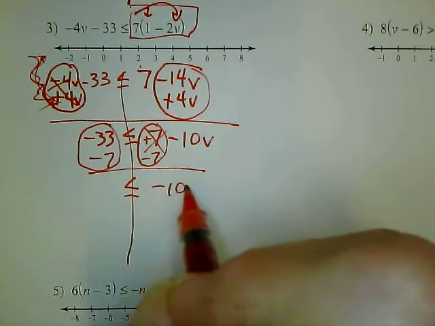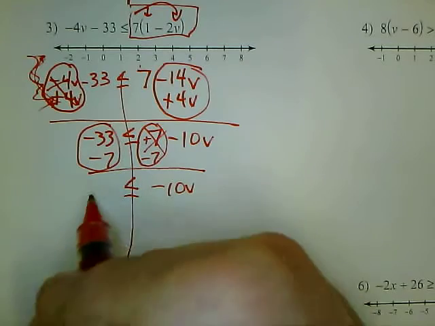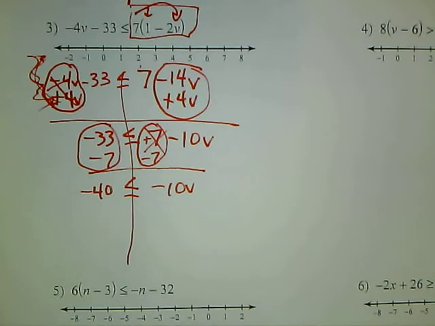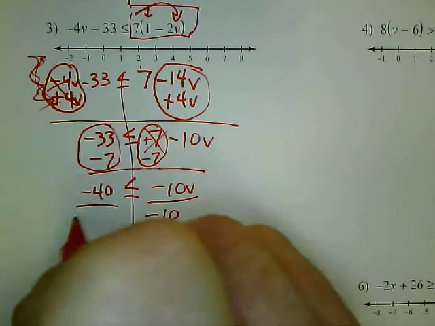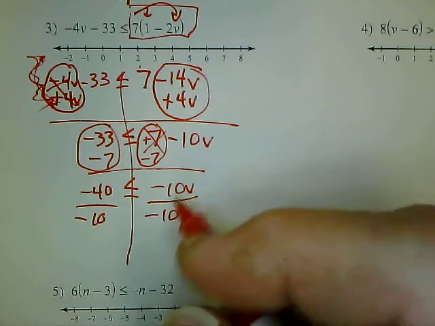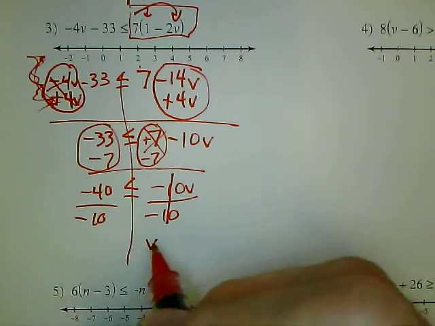All right, we're left with negative 10V there. Negative 33 minus 7 is negative 40. Now, guys, what's the final step? What do we got to divide by? Not V, just negative 10. We're not getting rid of the V. If you were to take the V, you would get rid of the V here and put it over here. So we don't want that. So our negative 10s are gone. We're left with just that V.